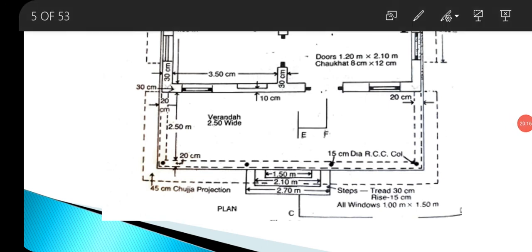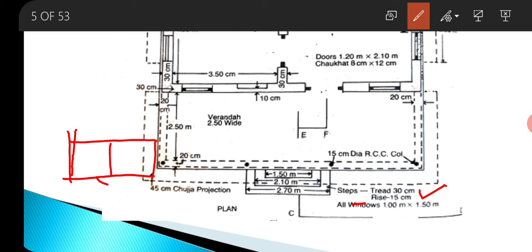So for step calculation, this is the plan of the step. The specification for steps is given, that is the tread of the step is 30 centimeter width and the rise is of 15 centimeter depth. That means in a plan you can see the tread of the step. So this is known as tread, and in the elevation you can see the rise. So this is the rise.